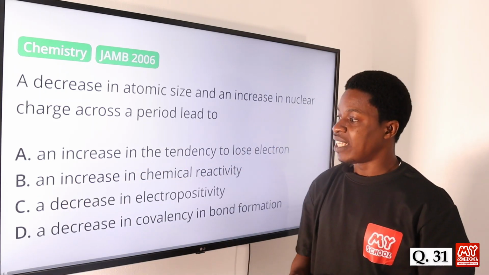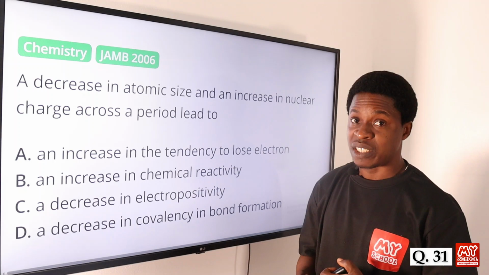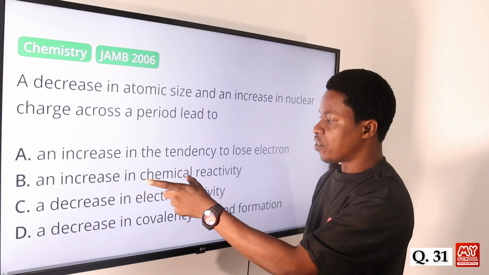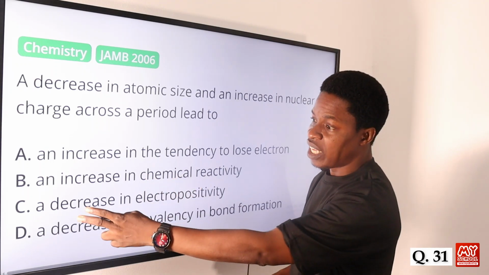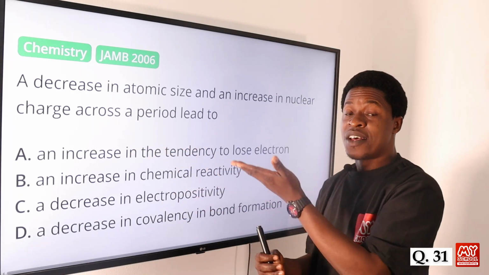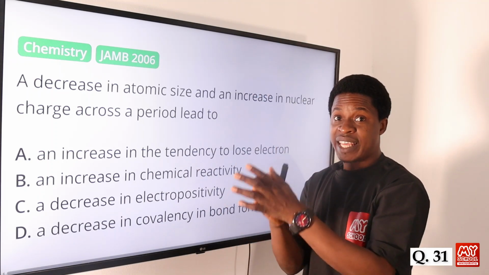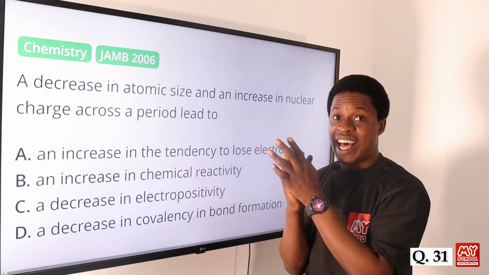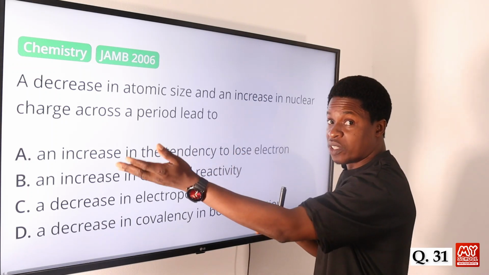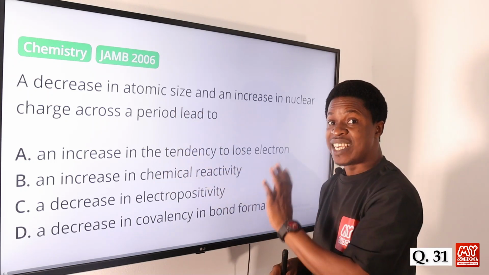Option B says an increase in chemical reactivity. Well, depending on the type of reaction, the type of element, and the condition, that will determine if it is going to increase or decrease the chemical reactivity. Option C says a decrease in electropositivity. Yes, because as you are moving across the period, don't forget that elements in group 1 are alkali metals, which are the most reactive metals. Then we have the alkaline earth metals in group 2, and those elements belong to the different groups in the periodic table.